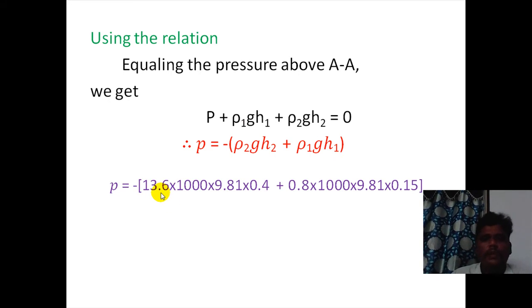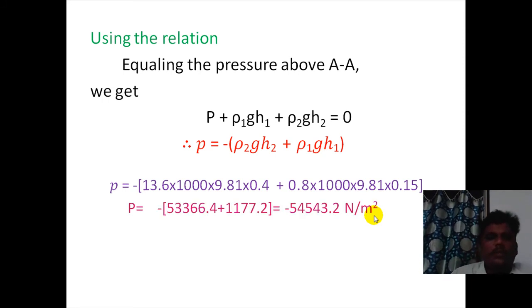Rho 2 is known, g is 9.81, H2 is 0.4, and this is rho 2. Rho 1 is nothing but 800, which means 0.8 into 1000, times 9.81, the gravitation constant. H1 is given as 0.15. By substituting, we get P equal to minus of this value. By calculating, it is minus 5453.2 Newton per meter square.